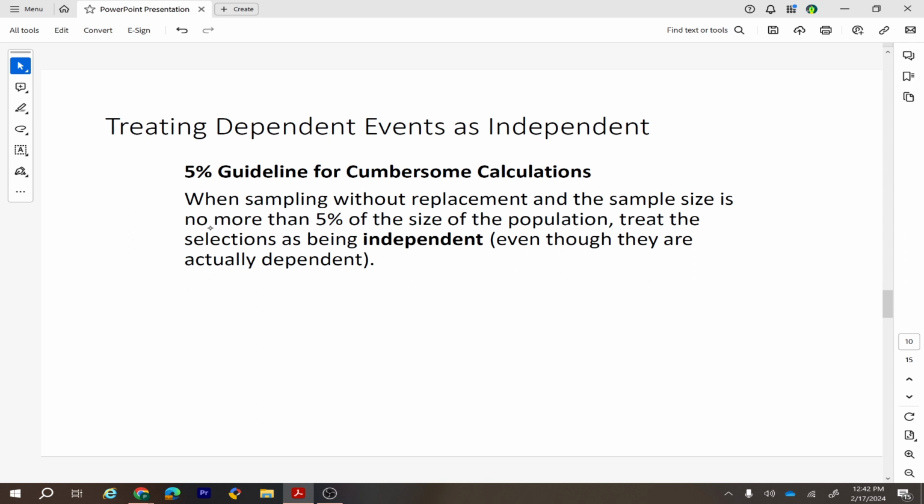We also use the 5% guidelines rule in this section as well. If your sample size is less than 5% of the population, then we treat the selection, even if it's without replacement, as independent.